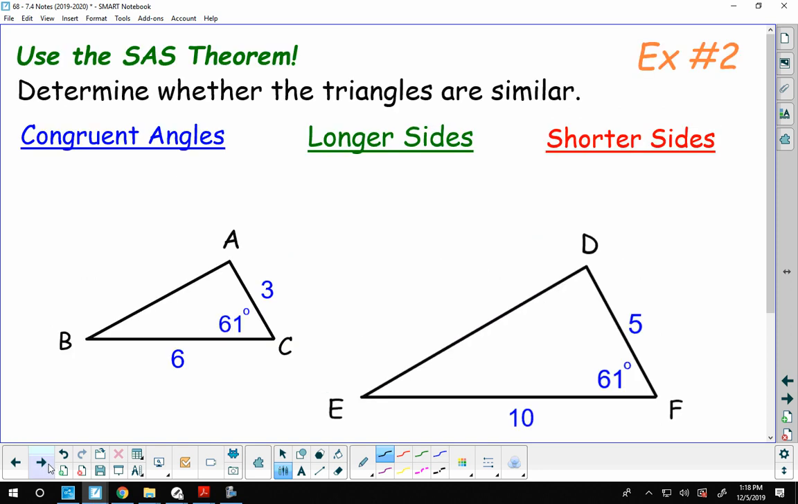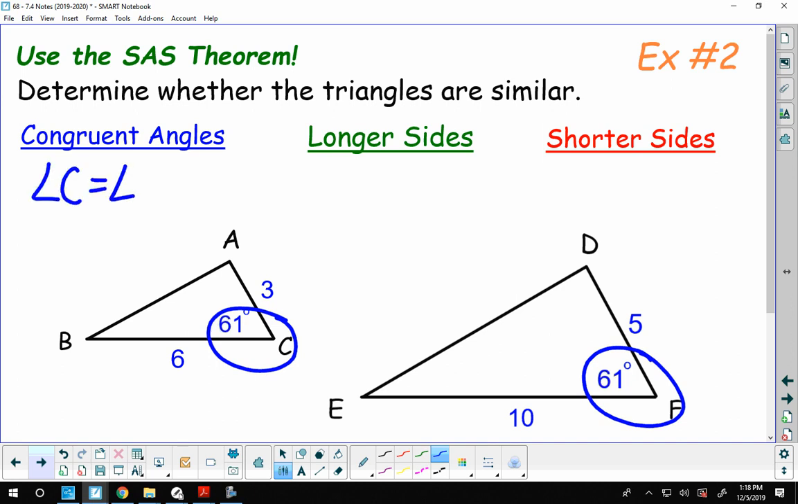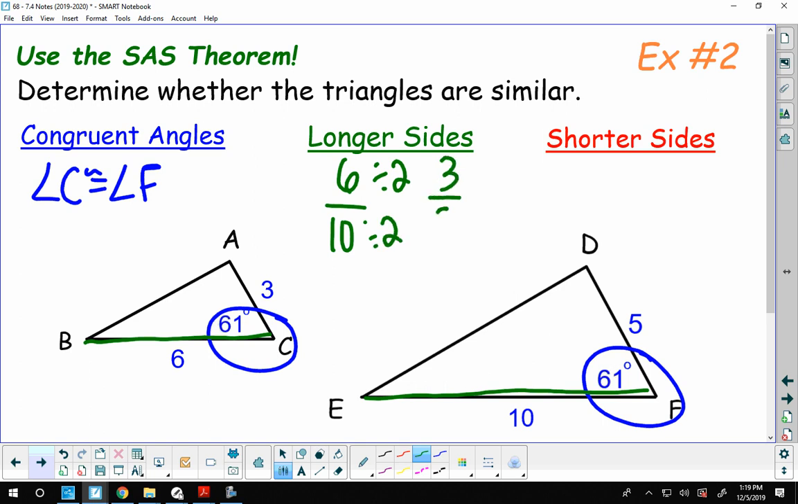So let's compare. Are my angles congruent? Yes, angle C is congruent to angle F because they are both 61 degrees. So they're congruent because they're the same measure. So we can say angle C is congruent to angle F. Let's compare the longest sides. The longest side in triangle ABC is 6, and the longest side over here is 10. So let's divide both of those by 2, and we get 3/5.